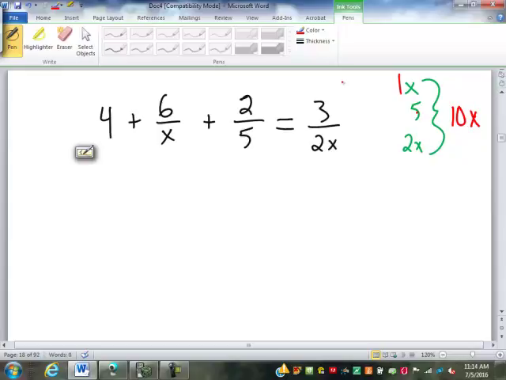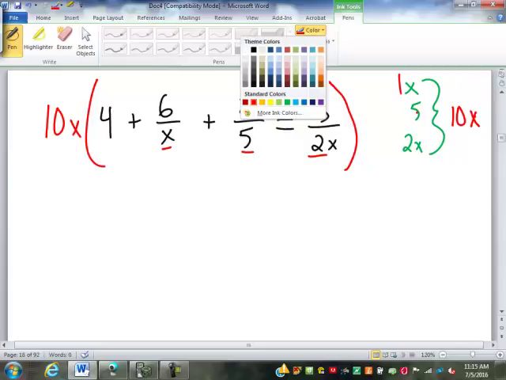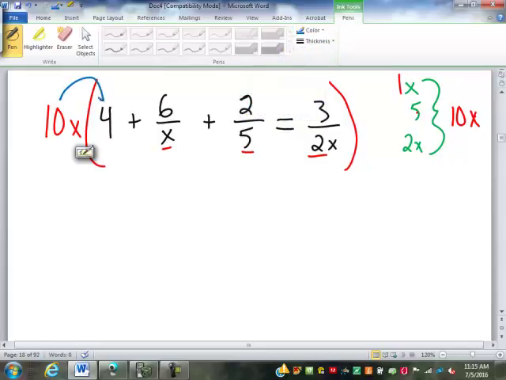So what that means is I am multiplying this whole thing by 10x. So I'm going to stop there. Any questions on where the 10x came from? All I did is I took all the denominators and I found the least common multiple or least common denominator for them. So now we're going to multiply. 10x times 4 isn't too bad. What's that come out to be? 40x.